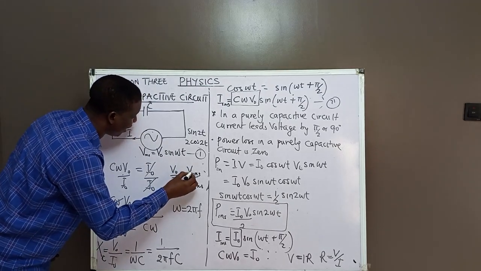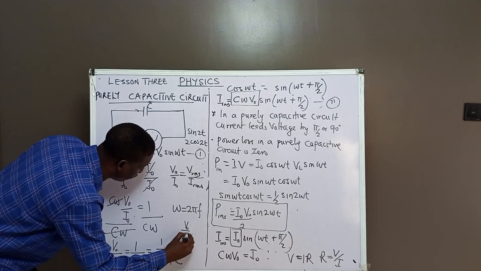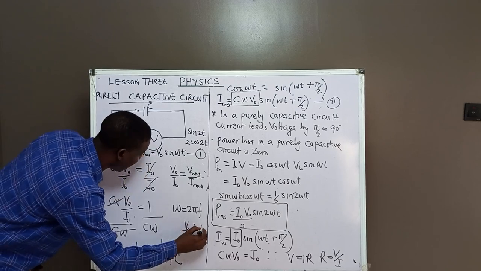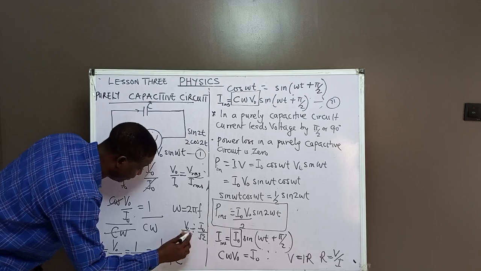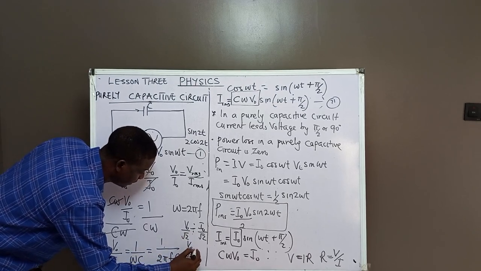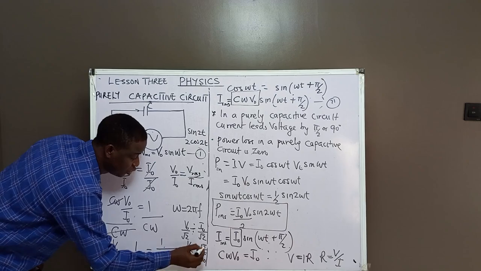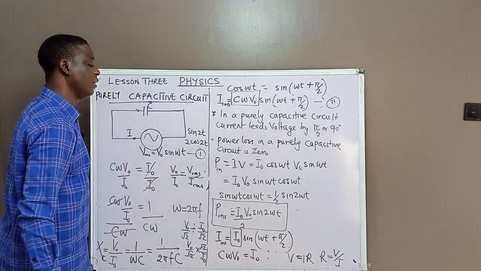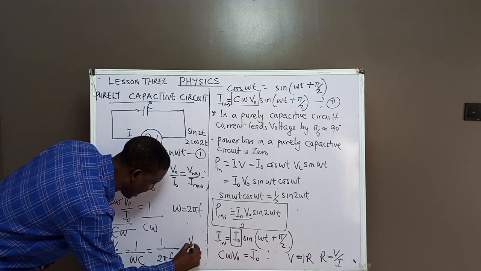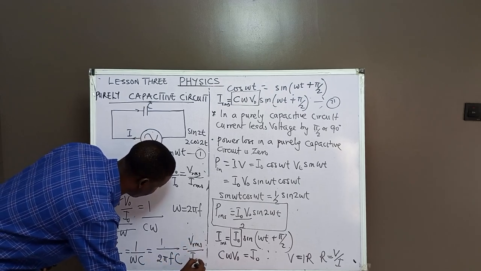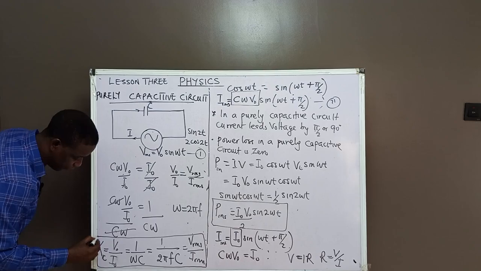So if you divide V naught over root 2 by I naught over root 2, you are going to have V naught over root 2 times root 2 over I naught. The root 2 cancels out at the end of the day, and you have the same thing as V naught over I naught. Therefore, you can write it as VRMS over IRMS. So take note of this formula. You can circle it. Very, very important formula.